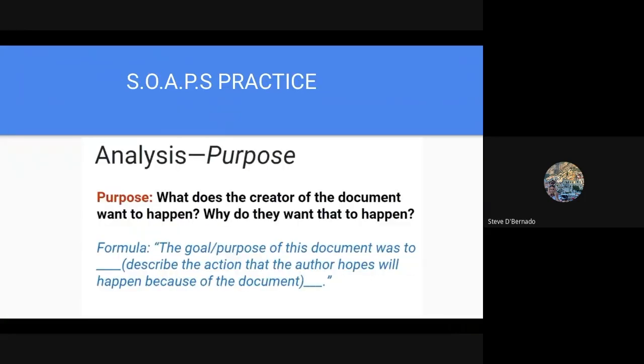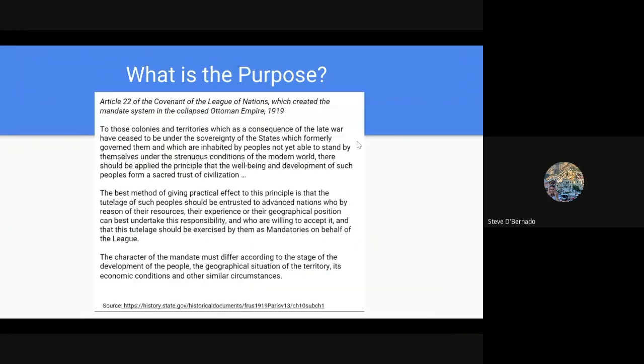Now, let's take a look at some SOAPS analysis, more specifically, purpose. Okay? So what does the creator of the document want to happen? What is the purpose? Why do they want that to happen? We're going to take a look at the document, and then you're going to use our sentence starter, the purpose of this document. We want to describe the action that the author hopes will happen because of the document. What is the goal? What is the purpose of the construction of the document? Okay? Let's take a look.